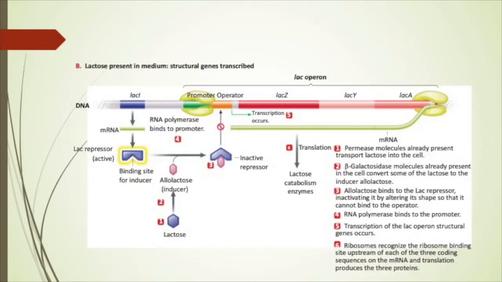But in B, you can see that allolactose is the inducer, and that binding site for the inducer inactivates that repressor, and it can make that mRNA. And that mRNA comes out and makes that enzyme, lactase. Lactase can break down lactose into whatever sugars it needs to break it down into.